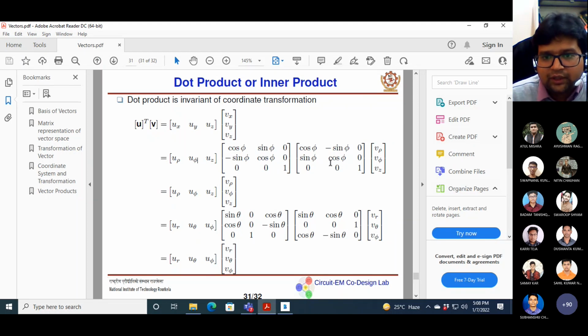And if you do this product, it becomes unity because they are orthogonal. So this is this one, and this is the transpose. The transpose of this rotation matrix times the rotation matrix is equal to the unity matrix, because they are orthogonal. Similarly, in the same way you can prove that the same dot product is also valid in spherical coordinates. Okay, so next comes the cross product.